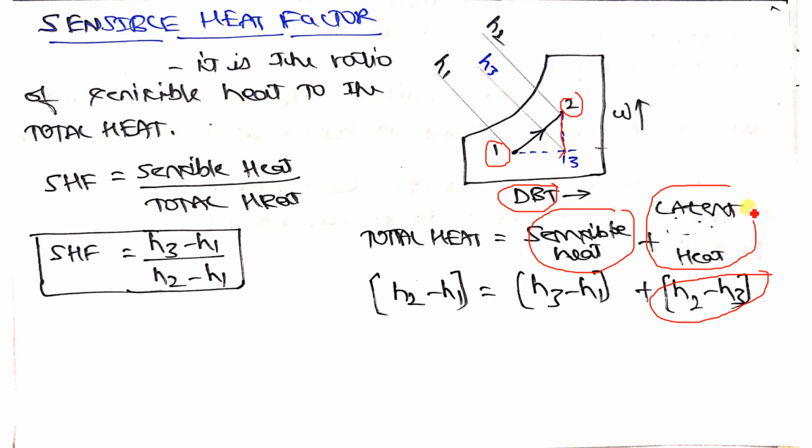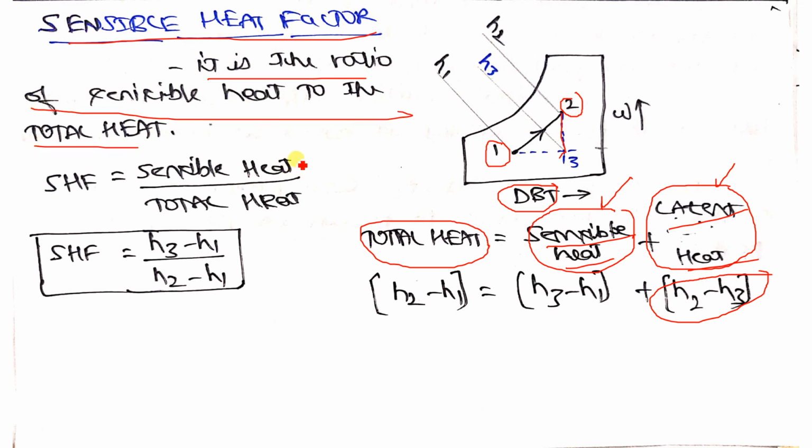That's why, when it is involving two different heats, there is a factor to describe the amount of influence of these two heats. It is known as the sensible heat factor. So, what is sensible heat factor? It is the ratio of sensible heat to total heat. So, in the total heat, how much quantity of sensible heat you are having. Similarly, substitute the value of sensible heat and the total heat, you will get the sensible heat factor.